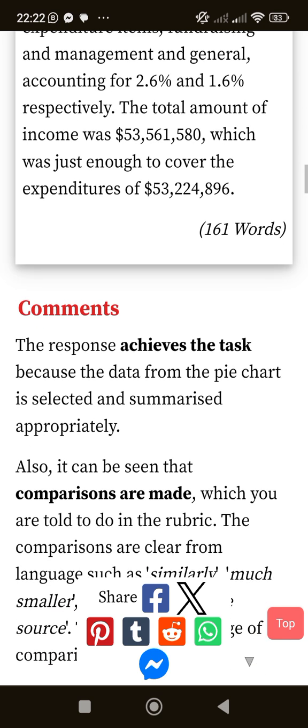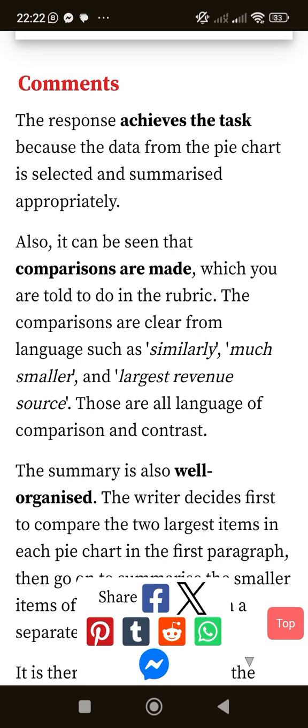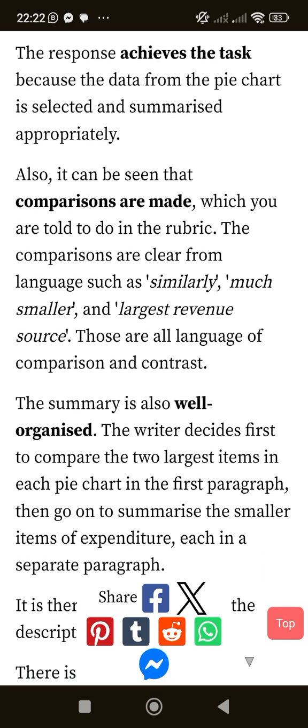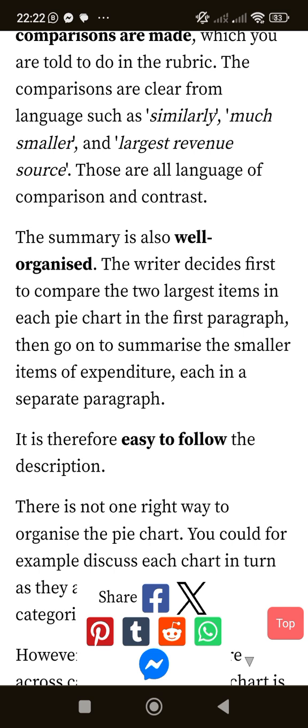Okay, now let's read through the comments given by the examiner over here on this very task. So the response achieves the task. So task response is up to the mark according to the examiner because the data from the pie chart is selected and summarized appropriately. Also, it can be seen that comparisons are made. This was also demanded in the task, that you are supposed to make comparisons where relevant. So this is something which is very important. Whenever you are doing this task, you should be doing it as well, which you are told to do in the rubric. The comparisons are clear from language such as similarly, much smaller, and largest revenue source.